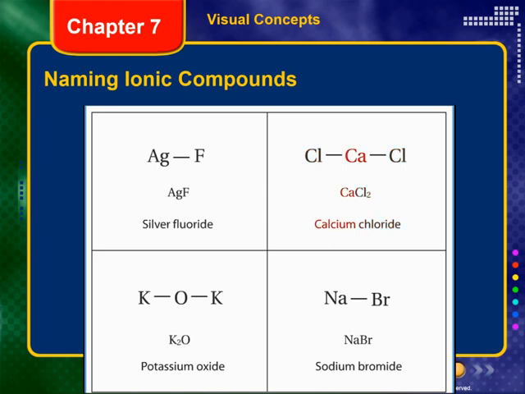We also have potassium oxide. Oxygen becomes oxide when it ionizes. And we need 2 potassiums because potassium, being a main group 1 element, is only going to have a +1 charge, so we need 2 of them to balance out the oxygen. And then sodium bromide, +1 charge, -1 charge. And so we only need 1 of each.